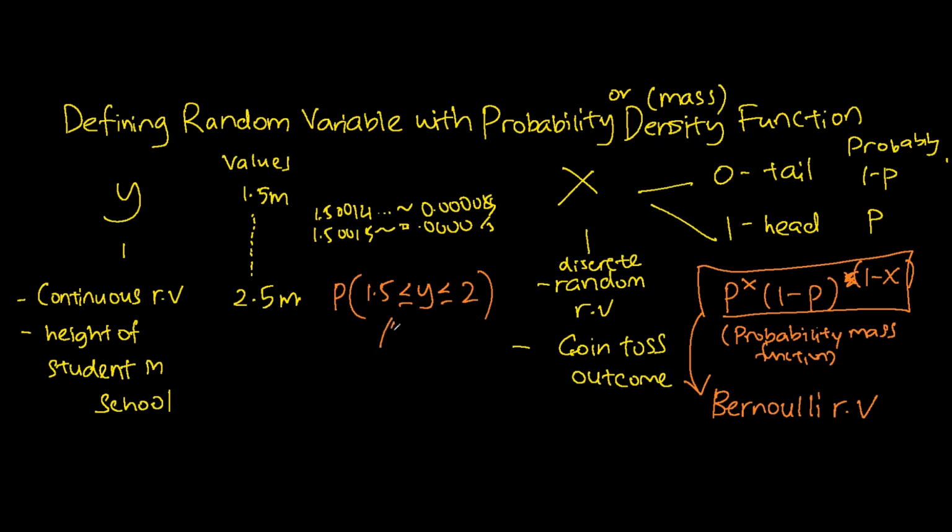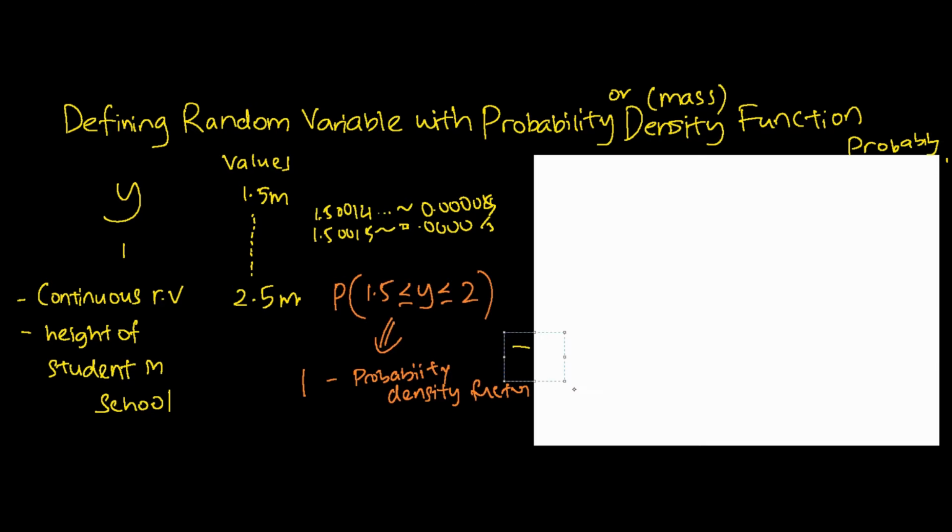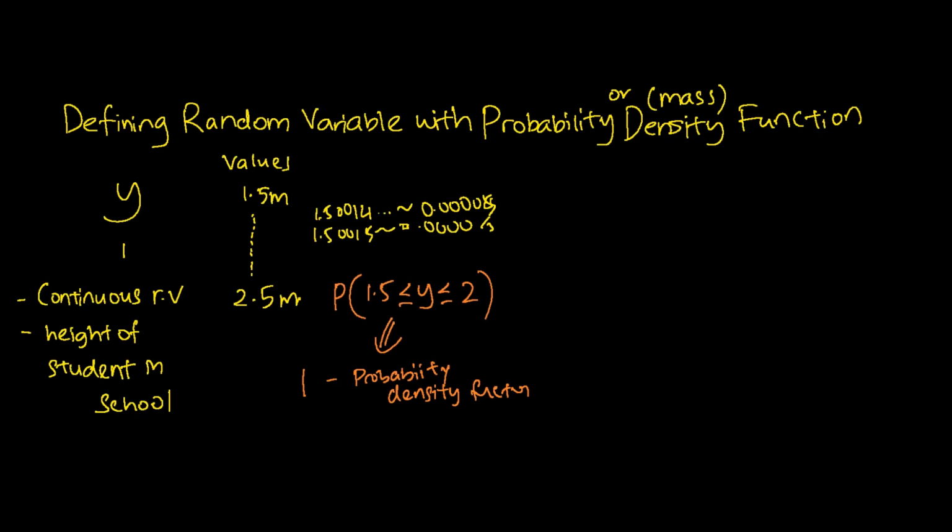So in a continuous random variable, we also have a formula, which is what we call the probability density function, which in the previous video I talked about as the curve itself. Imagine that we have, let's just draw quickly, the x-axis representing all the x values, and the y-axis representing the probability. And then this is my curve itself.